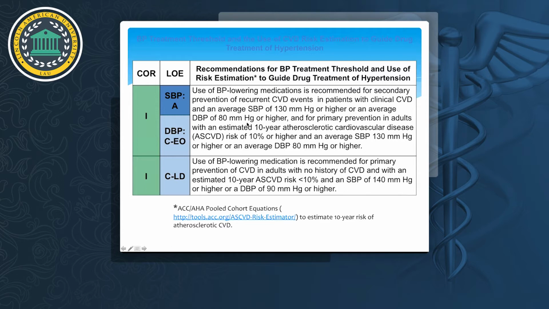Now, as you see here on the left side of the slide, you see there's COR, that is class of recommendation, and level of evidence. So can anybody tell me what does it mean?